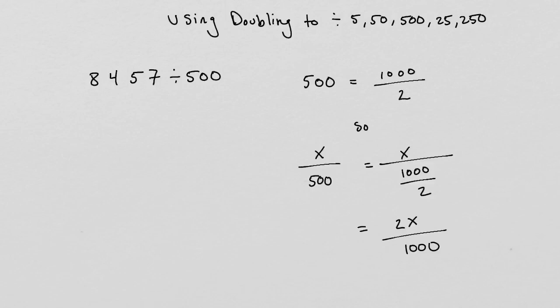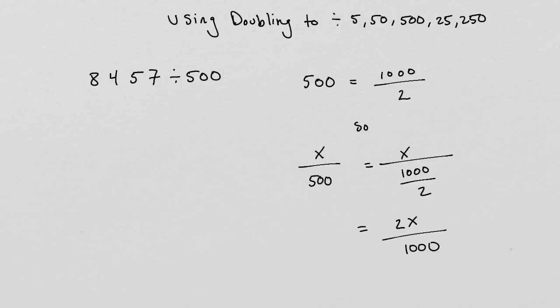Okay, now let's do one divided by 500. We know that 500 equals 1,000 divided by 2. So any number x divided by 500 is going to equal x divided by 1,000 divided by 2, because we simply replace the 500 with 1,000 divided by 2. This is the same concept that we've just been working on.